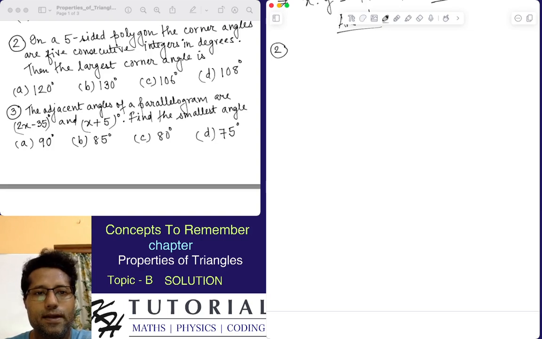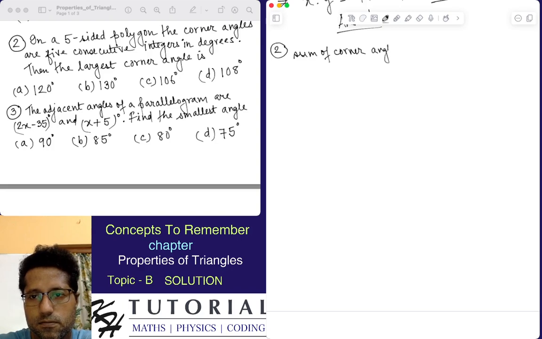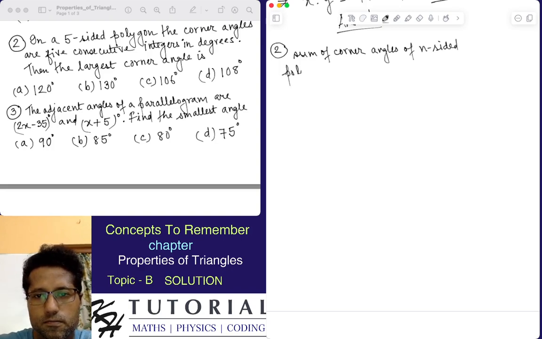Okay. We know the sum of the corner angles of an n-sided polygon, we have already covered this in the concepts to remember topic video. So the sum of corner angles of an n-sided polygon is equal to, the formula is n minus 2 multiplied by 180 degree.